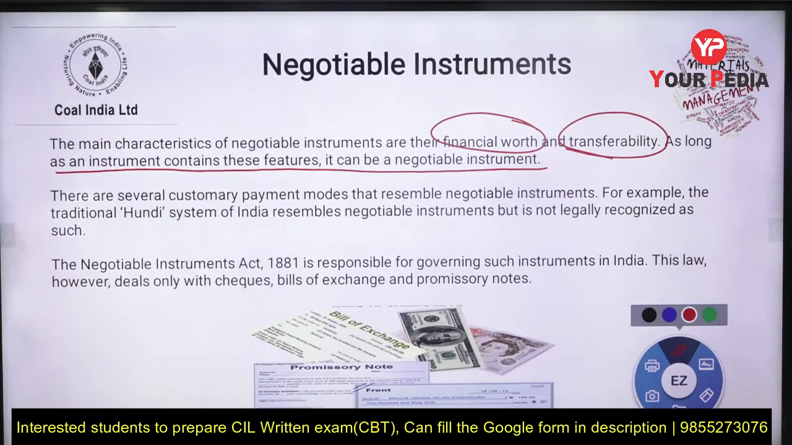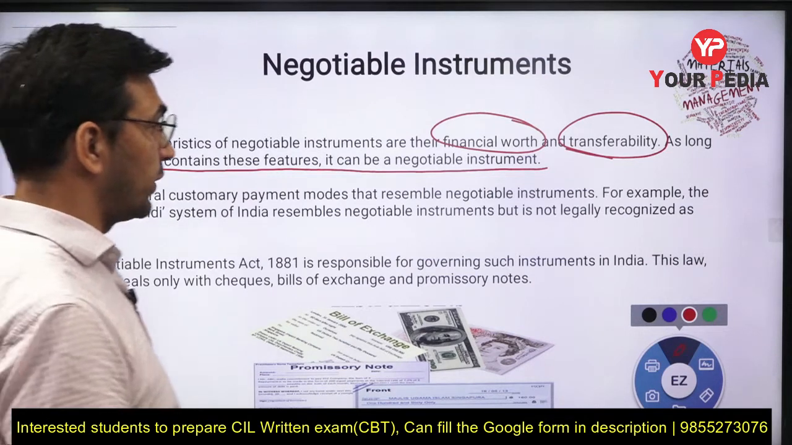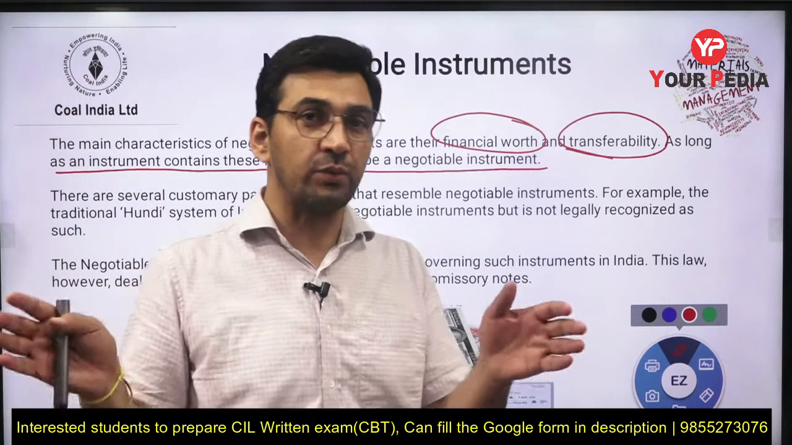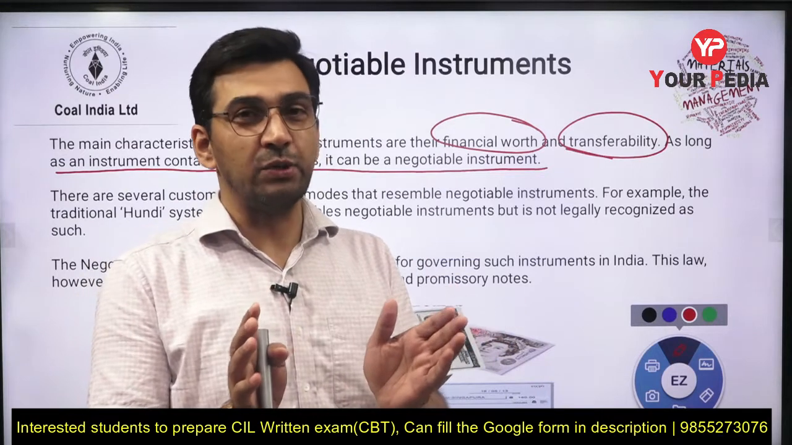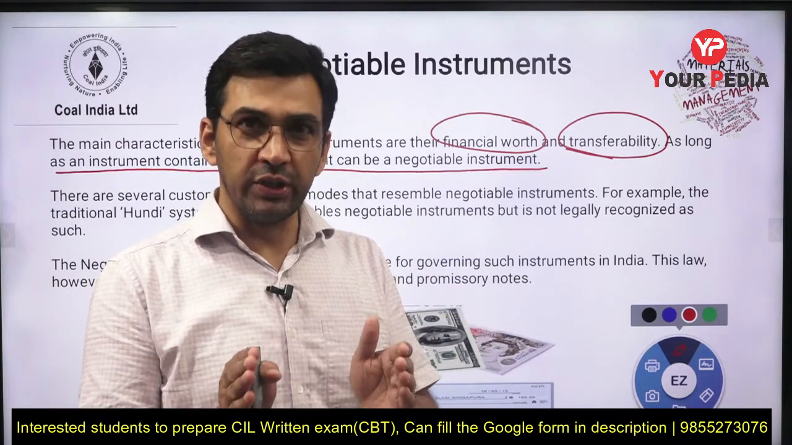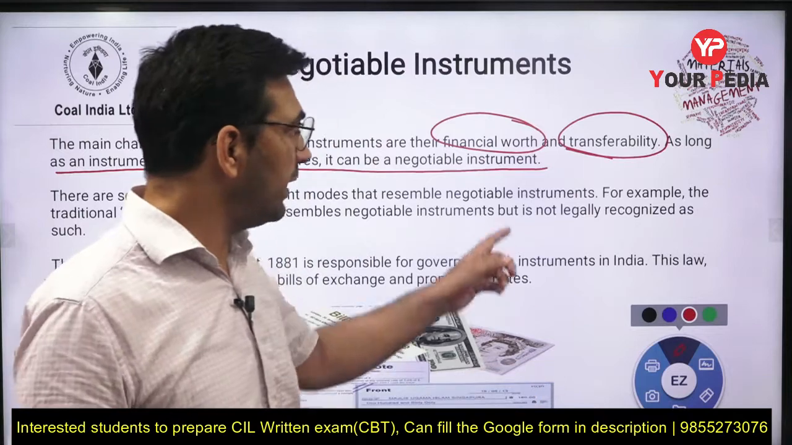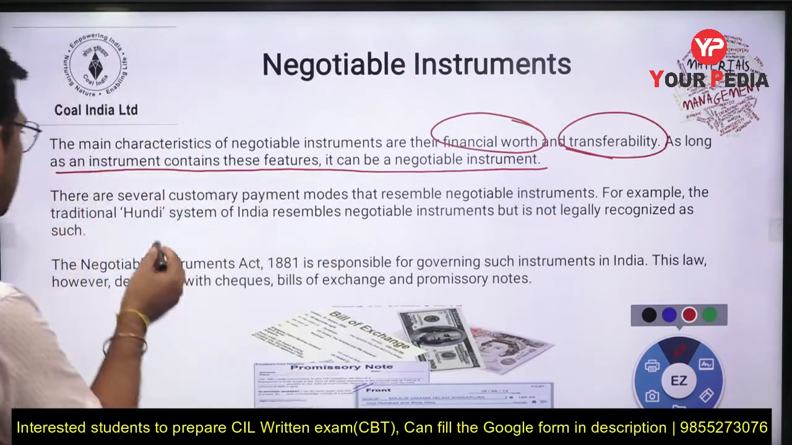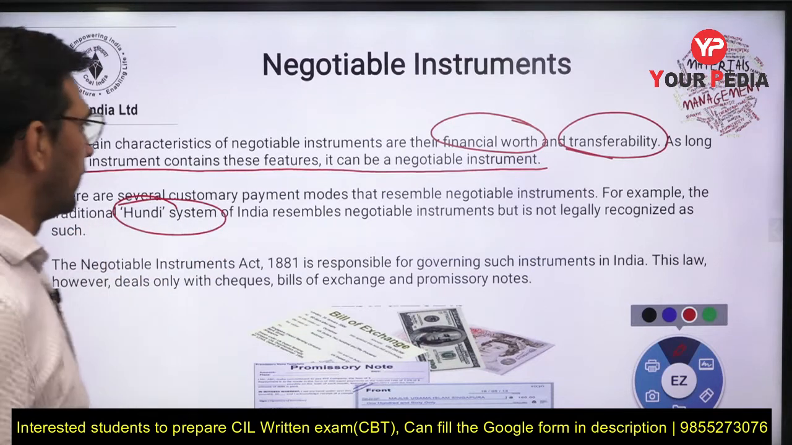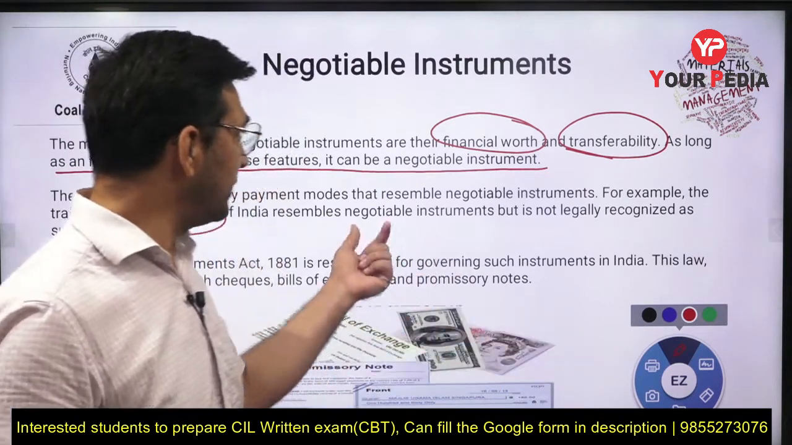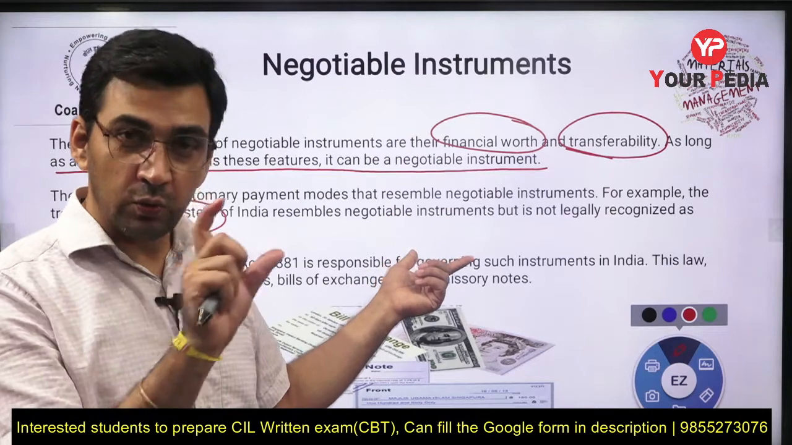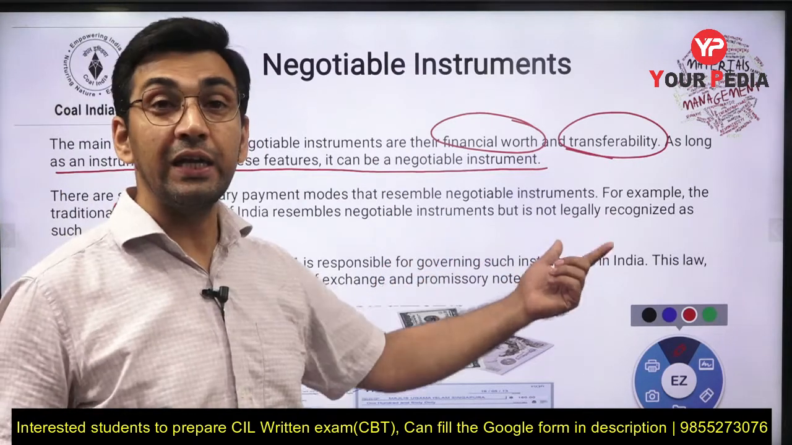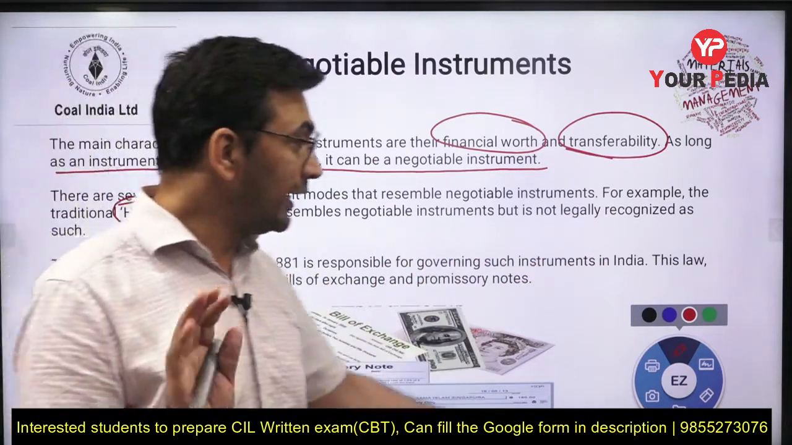There are several customary payment modes that resemble negotiable instruments. That means there are some other methods which look similar to these negotiable instruments, like these documents, but they are not legally authorized. For example, in India earlier there was a system called the Hundi system, right? That resembles negotiable instruments, it looks like a document, but it is not legally recognized.